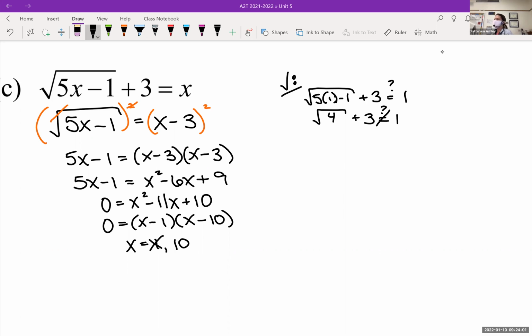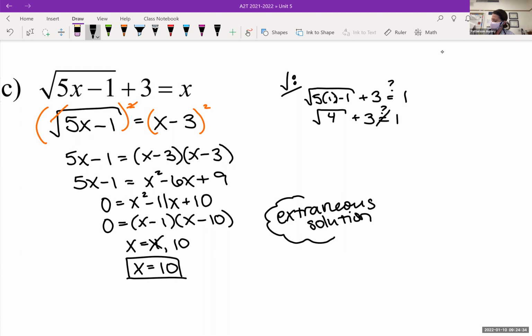Is 10 a solution? Yes. All right. So we have one solution here, and that's x equals 10. Now, does anybody remember, what do we call those solutions that we find through solving, but they are not true solutions to the equation? Nicolette? Nice. Very good. So we say that 1 is an extraneous solution. It's extra. Yes, we found it while solving, but it is not a true solution.